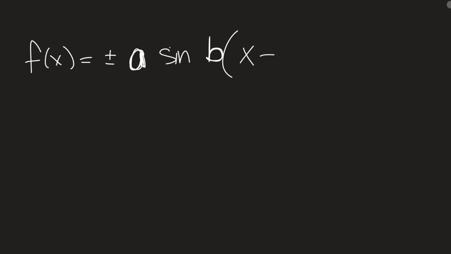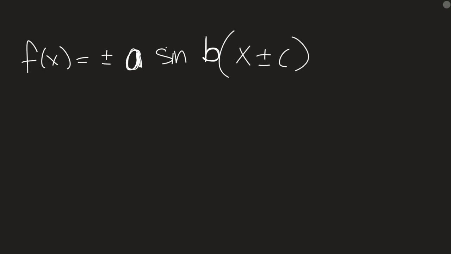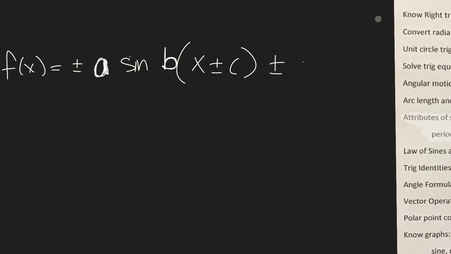Okay, sine and cosine. There are four things we need to know. Number one is a positive and negative. Number two is the amplitude. Then we have our trig words, so sine or cosine goes in here. And then we have b times x plus and minus c. And then we have plus and minus d. So these are the four parts of your trig equation.